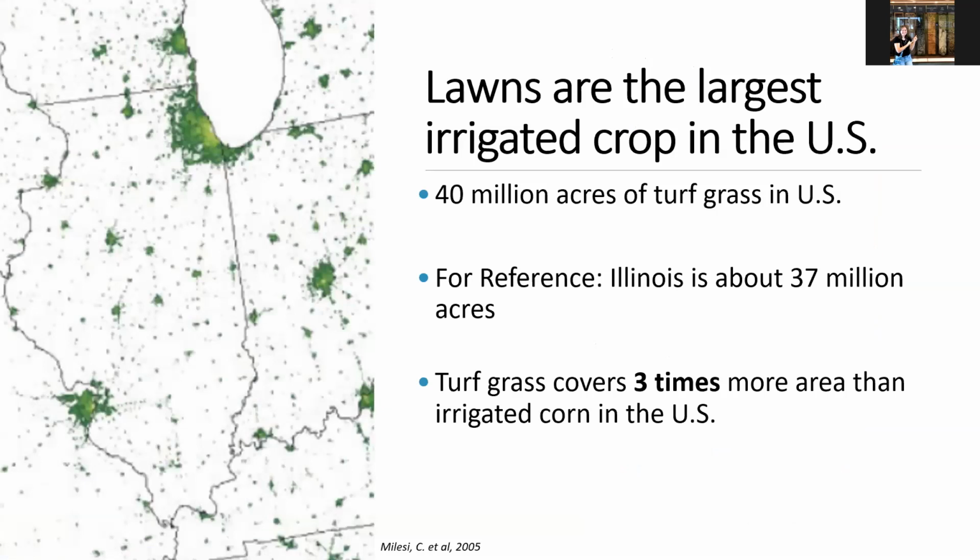Because lawns are the largest irrigated crop in the US. 40 million acres of turf grass are in the US. Now, to give you a little bit of reference for that, Illinois is 37 million acres in size. That means that we have 3 million more acres of turf grass than the size of the state of Illinois. And not only do we have a lot of it, but we actually have more than irrigated corn. And if you're from downstate like me, or central Illinois, I guess, then you're like, well, how is that possible? There's a cornfield in my backyard. Well, for every cornfield, there's three lawns. So it's 3 times more turf grass than irrigated corn. So it's a big number.